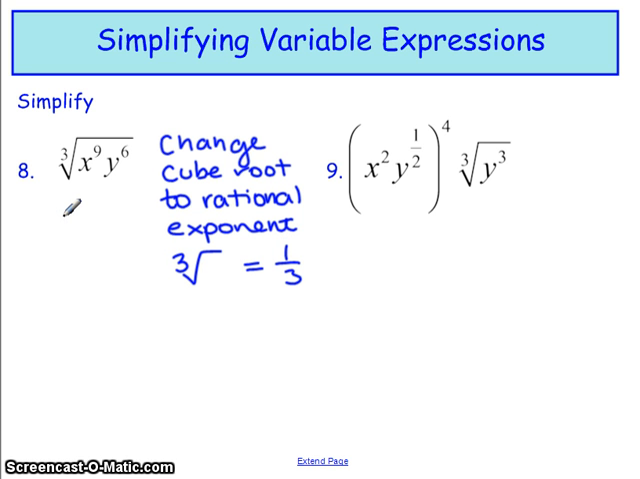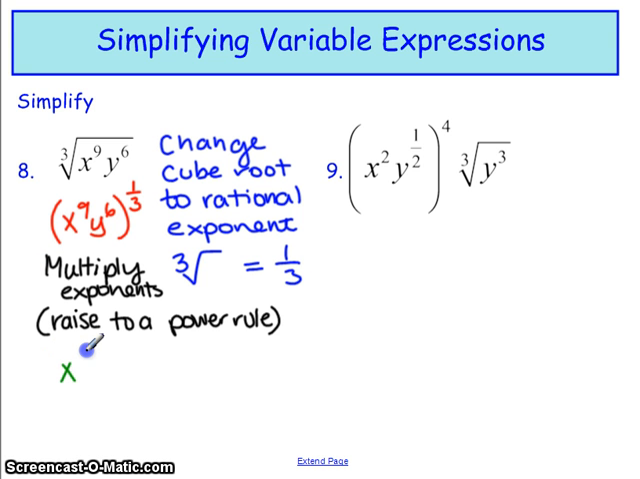So we could really write this as in parentheses x to the 9th, y to the 6th, all raised to the 1/3. And then we know a property of exponents that says when you raise something to a power with exponents in it, you're going to multiply the exponents. So that means you would have x to the 9 times 1/3 and y to the 6 times 1/3. So 9 times 1/3 is x to the 3. 6 times 1/3 is y to the 2. So our answer is x to the 3rd, y to the 2nd.